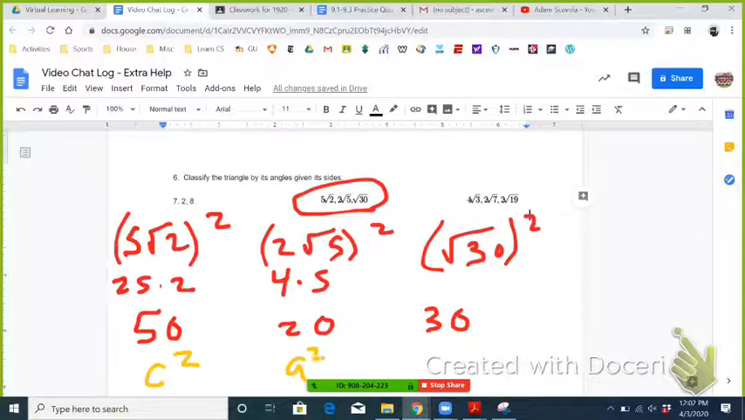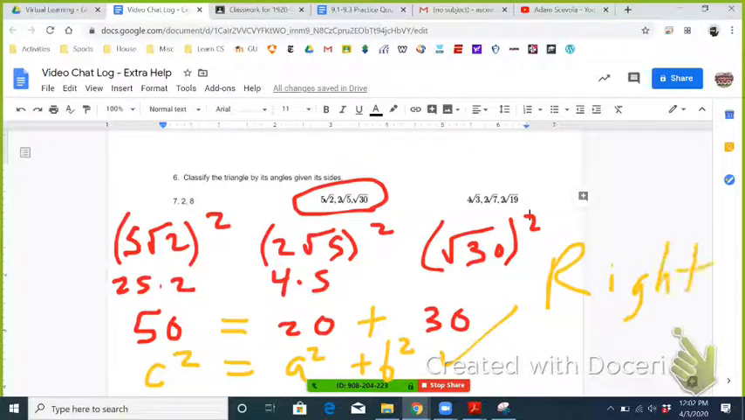So by default, 20 and 30 have to be a squared and b squared. Now it just so happens that 20 and 30 add up to 50, so a squared plus b squared equals c squared, so that means it's a right triangle.